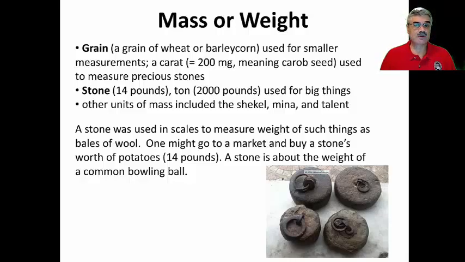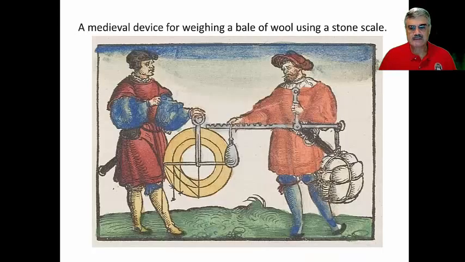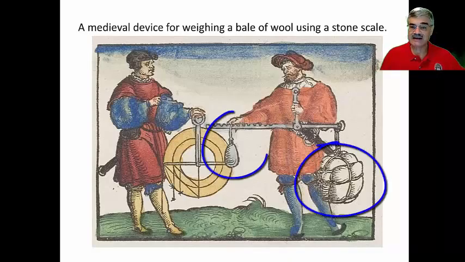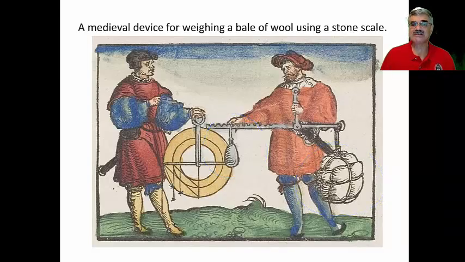The ton would be used for larger measurements of mass or weight, and there are other units such as the shekel, the mina, or the talent, and you may have heard of some of these. The next slide shows a picture of how a measuring stone might have been used in commerce. On the right is shown what must have been a very strong man holding a device to measure the mass or the weight of a bale of wool by sliding the weighing stone along this lever device. The gentleman to the left has some other device, and I don't really know what that is. It looks fairly interesting, but this gives you an idea of how mass or weight was measured using stones.